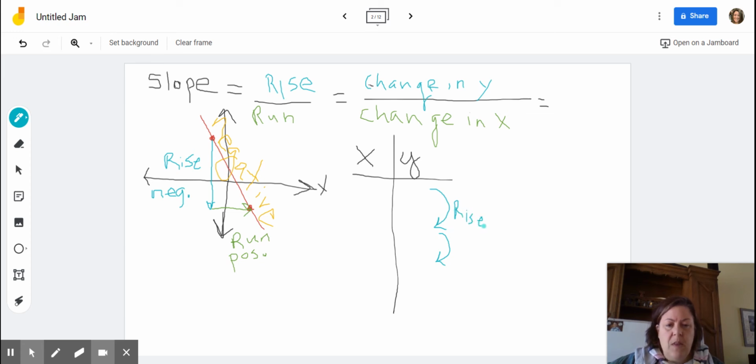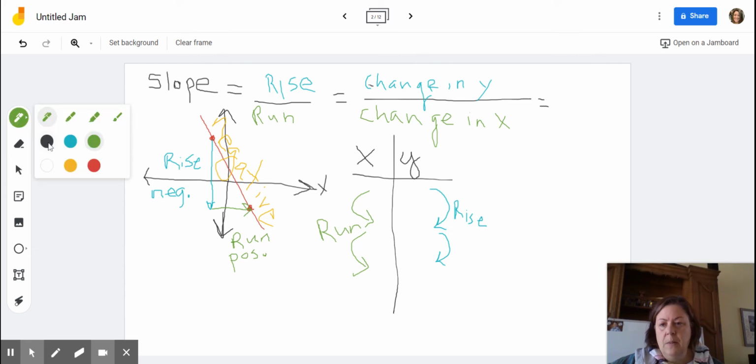Then you did the same thing with the x column, and you look to see how the x's are changing. And this turns into your run. Again, if it's increasing, your run is positive. If it's decreasing, your run would have been negative. Now, the last one is what we talked about in the last lesson, and that is using the formula when we were given two coordinate pairs.